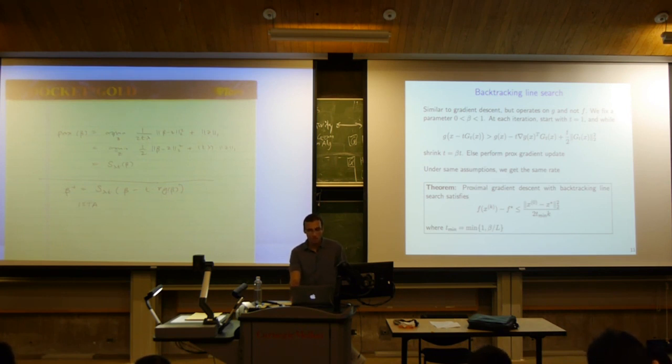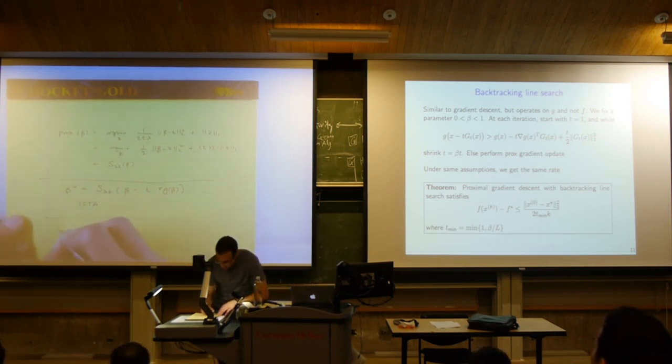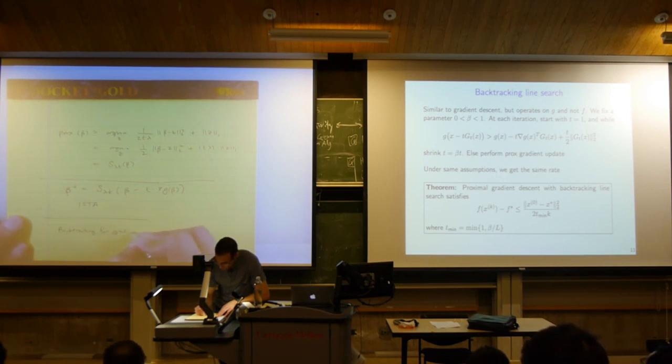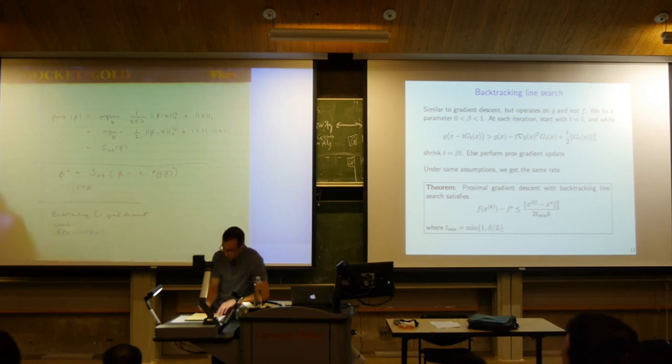I chose a method that operated entirely on G, because I thought it was simple to remember. Let's recall the backtracking formulation for gradient descent. With backtracking for gradient descent, we're going to repeatedly check whether the following is true. If we're at, let's say, the point x, and we're thinking about moving to this point, x minus t times the gradient of f, we're going to check whether or not this is true.